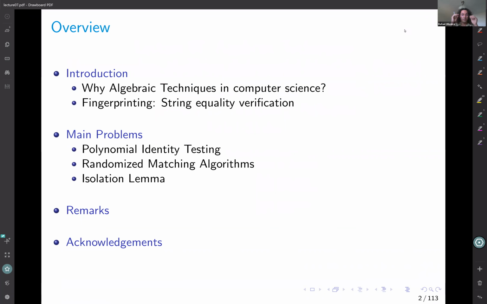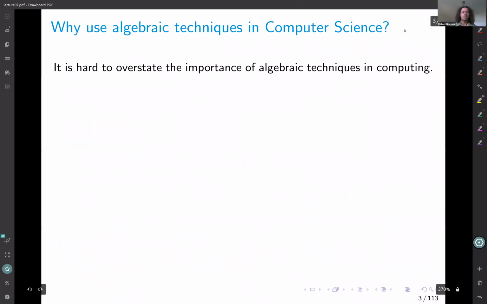We're going to first ask the usual question: why should we bother having algebraic techniques in computer science? Isn't deep learning and machine learning the best thing ever for everything? And the answer is, of course, not. Then we're going to see the first example, which is fingerprinting. Then we're going to talk about the main problem that will involve algebraic techniques, which is polynomial identity testing. Then we're going to see an application of identity testing for randomized matching algorithms, and then talk a little bit about the isolation lemma. Okay, so let's get going.